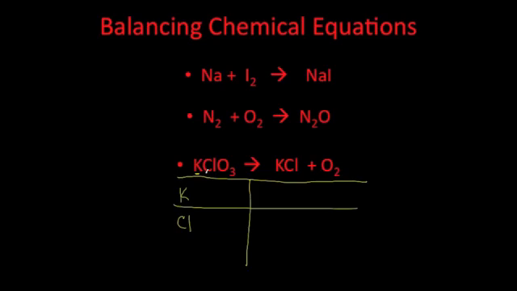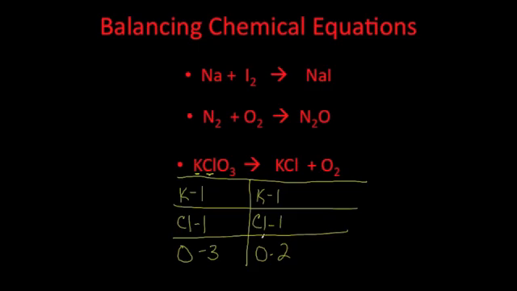So you have potassium, chlorine, and oxygen over here, which means you're going to have potassium, chlorine, and oxygen over here. And let's count up the numbers of atoms of each. You have one potassium here, you have 1 chlorine, and 3 oxygen. Here you have 1 potassium, 1 chlorine, and 2 oxygen. We're going to isolate the oxygens. So how do we balance the oxygens?